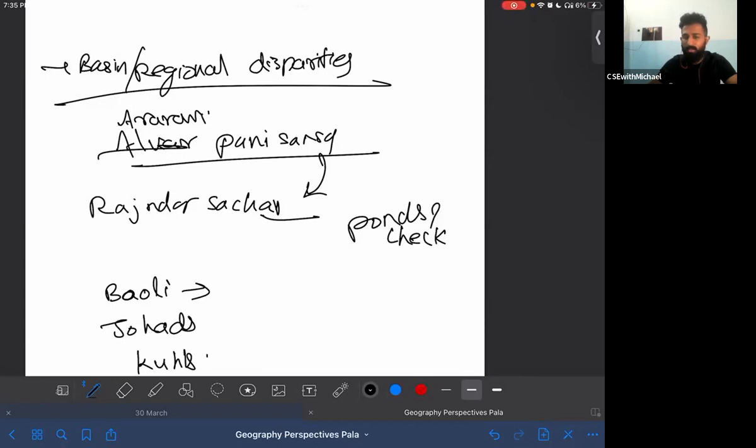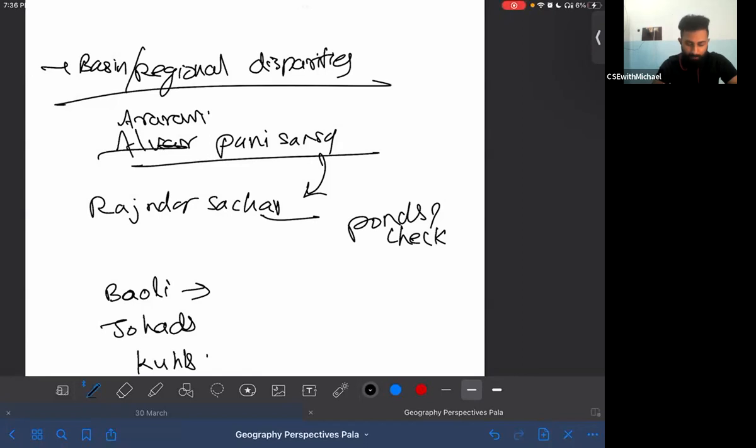Ice stupas in Ladakh can be mentioned. The bamboo irrigation system in Meghalaya can be used. Anything can be used; there are several examples that we can find.